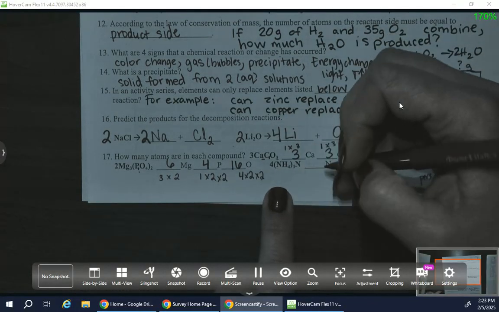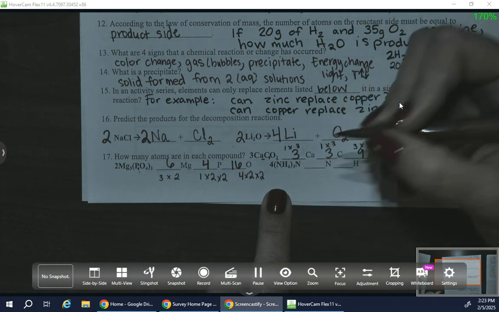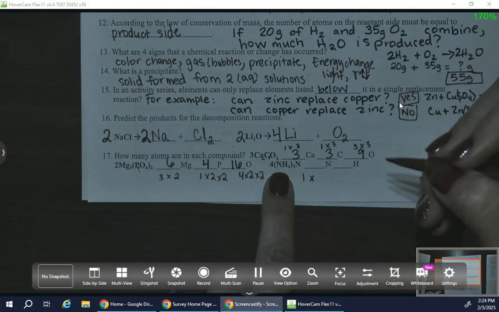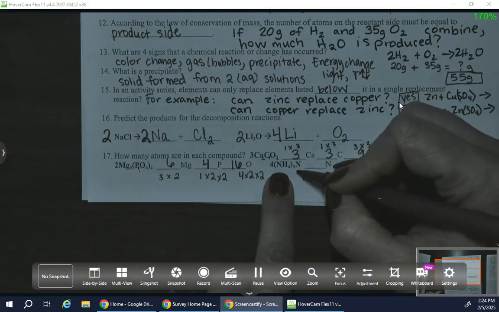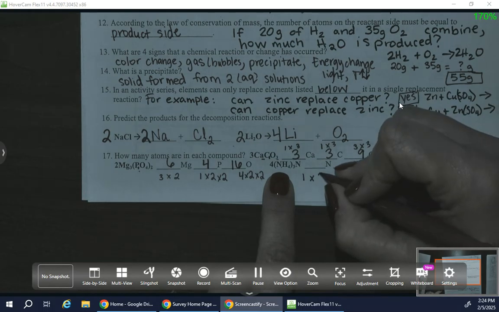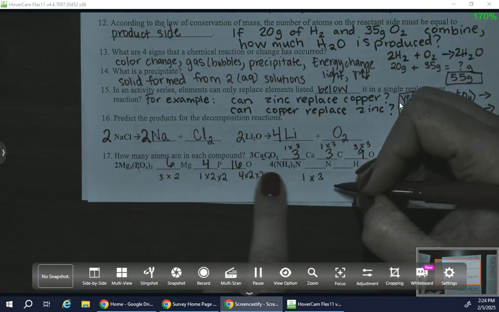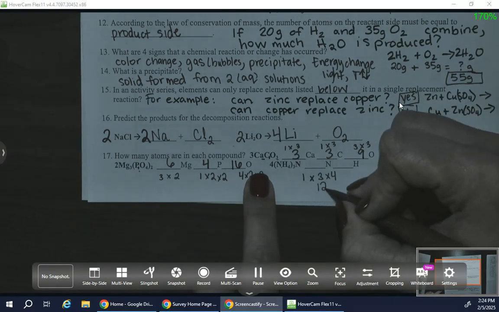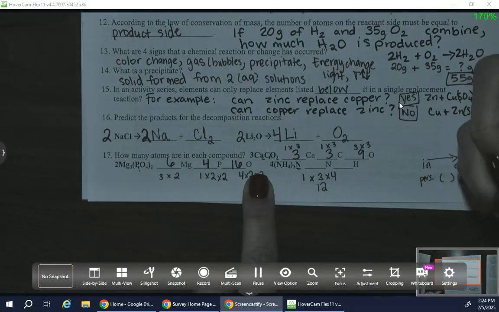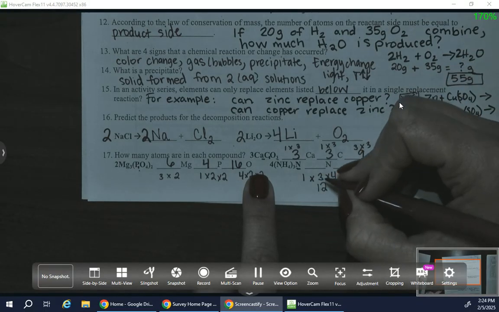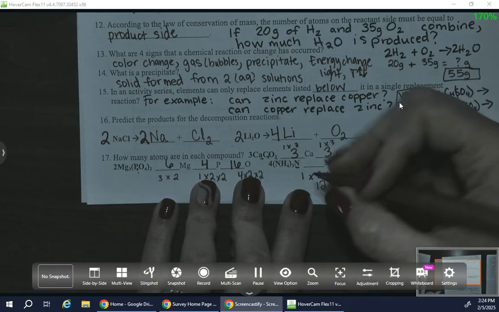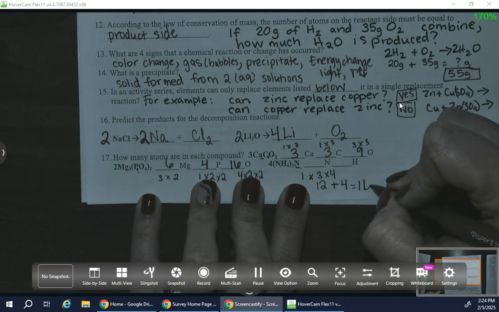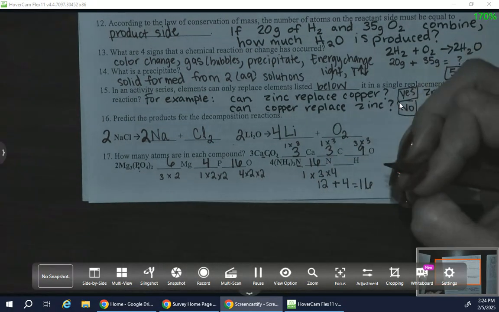And then finally, for this last one, I have a 1 for nitrogen. I have a 3 outside the parentheses, and then I have a 4 in the front. So far I have 12, but we can't forget that we also have 1 more nitrogen there. So we technically have plus a 1 times 4, so 4 more. So we have 16 total. Kind of a tricky one there.